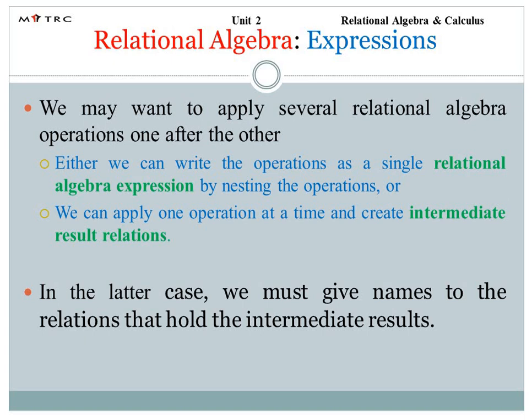So we have two ways, two procedures, or two different approaches to define a relational algebra operation. If we apply the second approach, we must give names to the intermediate relations. So this is the simple representation of how we write down the relational algebra expression.